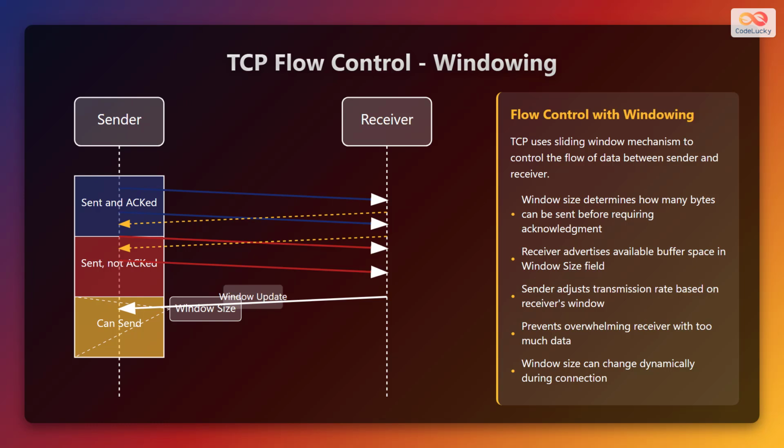This prevents the receiver from being overwhelmed with too much data. The window size can change dynamically during the connection, allowing the transfer rate to adjust to network conditions.